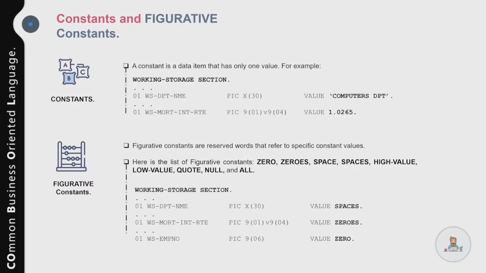And similarly, you can use other figurative constants to initialize these variables with specific values, for example, HIGH-VALUE, LOW-VALUE, QUOTES. These are a couple of important figurative constants that you'll be using in your COBOL programs, and we're going to showcase how you can use these variables in our coming lectures. Lastly, to keep your code simple and consistent, it is always recommended that you use the singular form of figurative constants, that is ZERO, SPACE, QUOTE, HIGH-VALUE and LOW-VALUE.